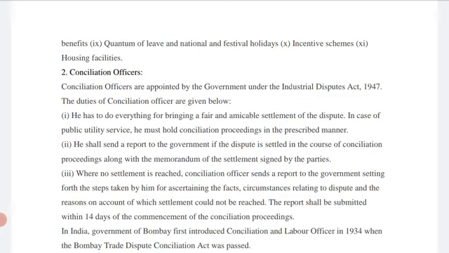So conciliation officers are appointed by whom? By the government under the Industrial Disputes Act 1947. The duties of a conciliation officer are given below. This person who is appointed by the government to settle industrial disputes, what is he supposed to do? He has to do everything for bringing a fair and amicable settlement of the dispute.